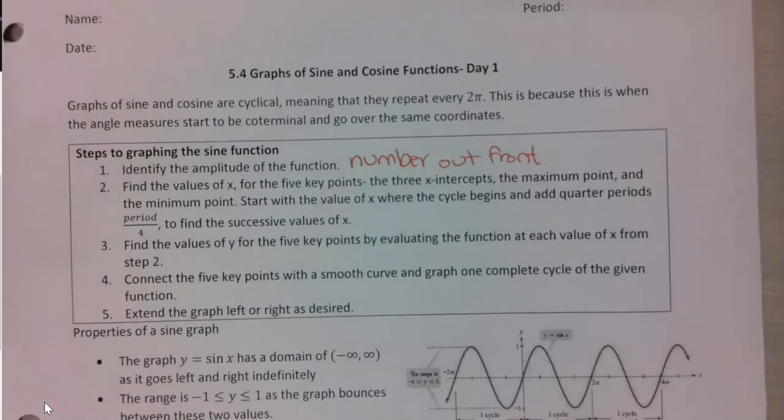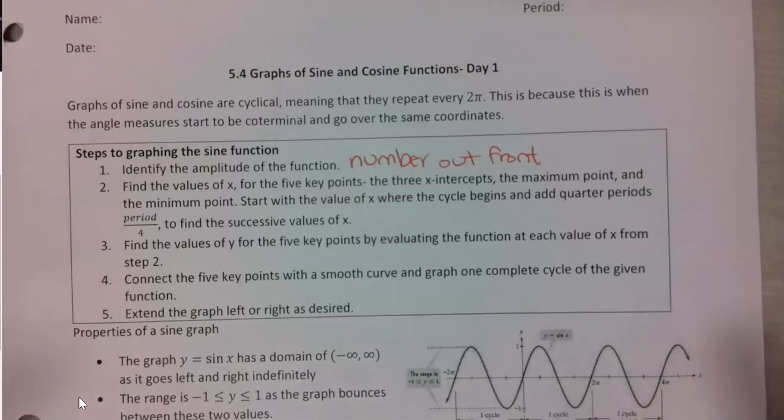The way we figure it out is we just take our period of the graph and divide by 4. Then we want to find the values of y. So we evaluate each of those 5 key points. And then we connect our 5 key points with the curve, and then we extend it left or right if I need to go further.